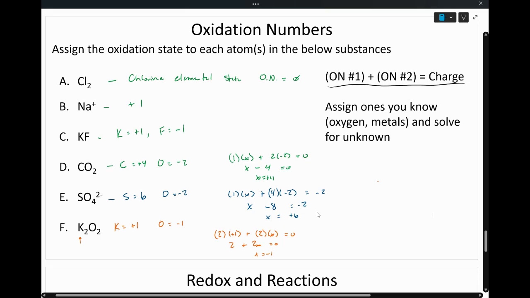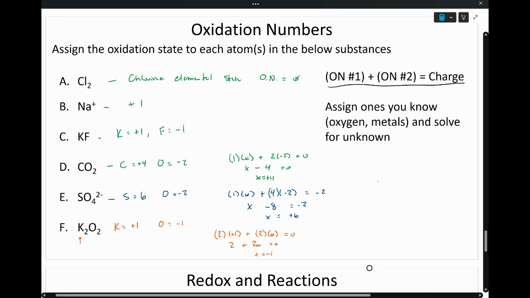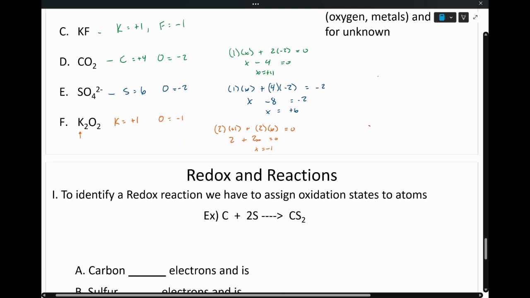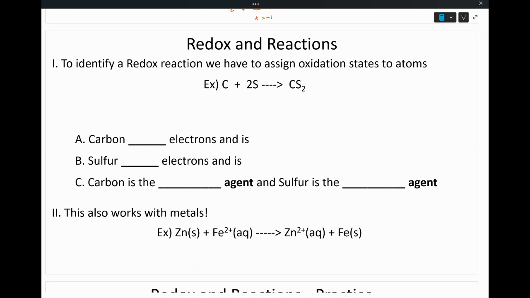So we just finished talking about how to assign oxidation numbers. So now let's look at how we can utilize that type of knowledge to assess a reaction. In order to identify if a redox reaction is occurring, we have to assign oxidation states to atoms. And that means both the reactants and the products.